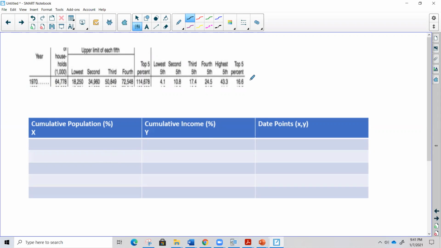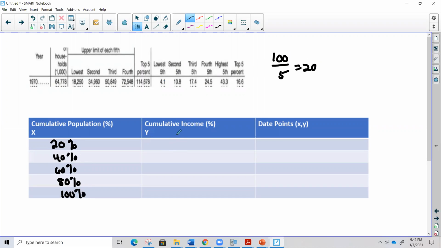So I just pulled 1970. And again, we're looking at this data here. And so for the cumulative population, this column is always going to be the first fifth is 20%, and then it's 40%, and then 60%, 80%, and then 100%. So this is where those cumulative percentages that I was adding before come from. I'm taking 100 divided by 5, which is 20. And then because it's cumulative, I'm adding 20 each time.